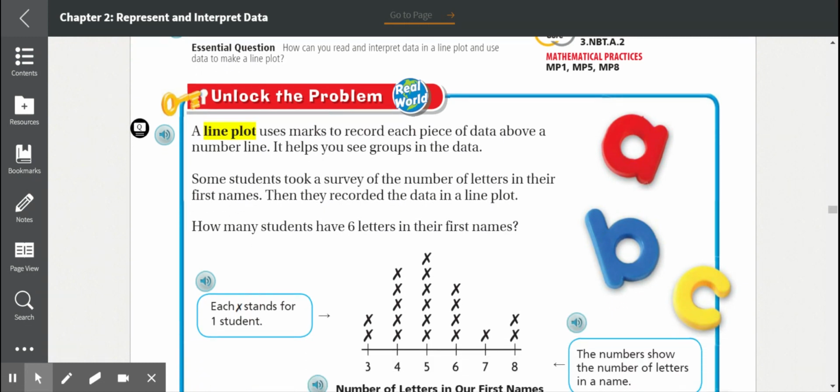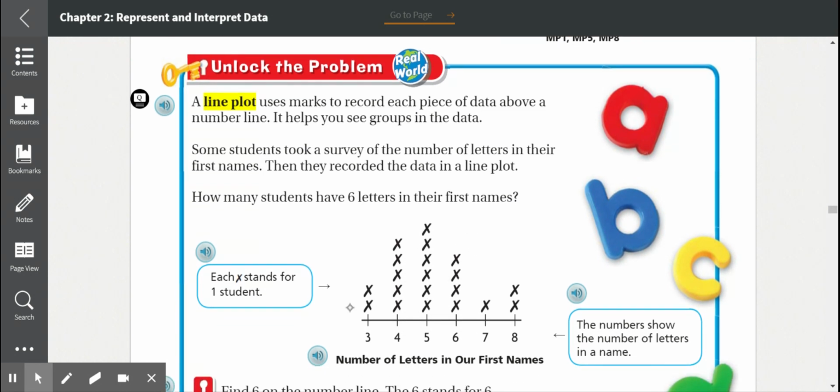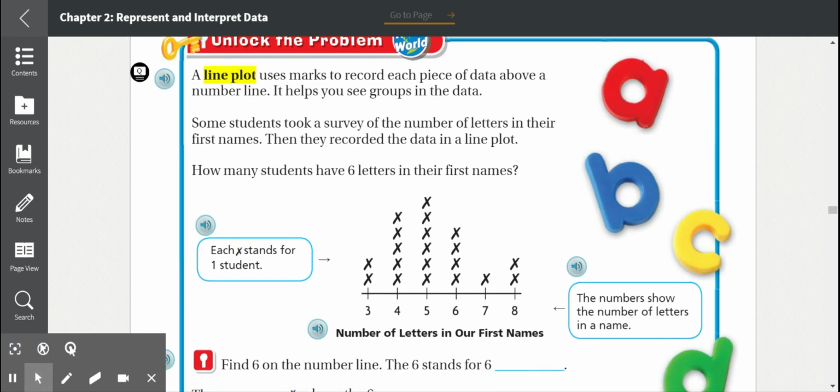So this is a line plot right here. Here we have the number line, and then above are marks. Some students took a survey of the number of letters in their first names. Then they recorded the data in a line plot. How many students have 6 letters in their first name?